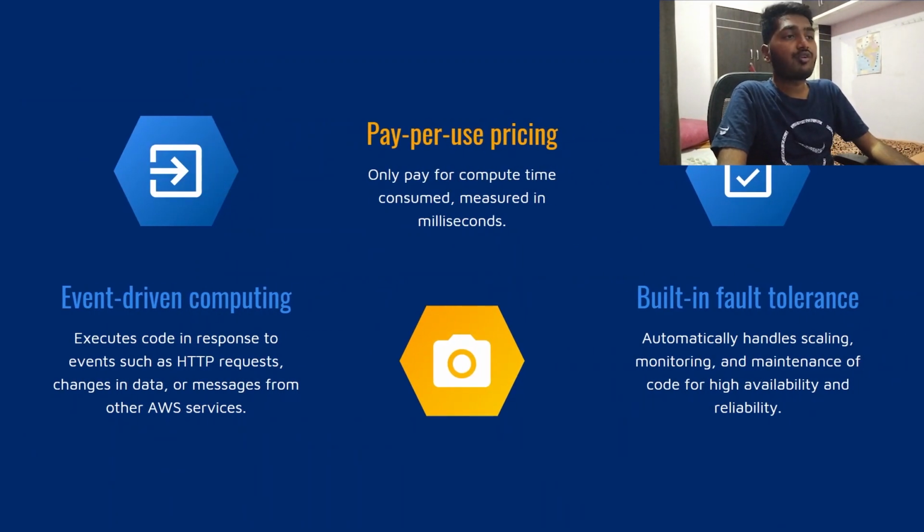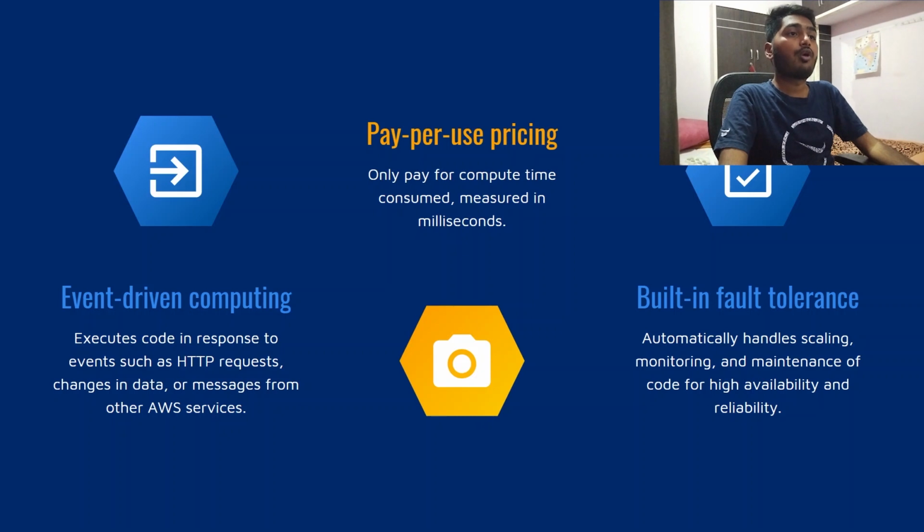Here are some key features of AWS Lambda. Event-driven computing: Lambda executes your code in response to events such as HTTP requests, changing data, or messages from AWS services. Pay-per-use pricing: with Lambda, you only pay for the computing time you consume, measured in milliseconds. There are no upfront costs or minimum fees.